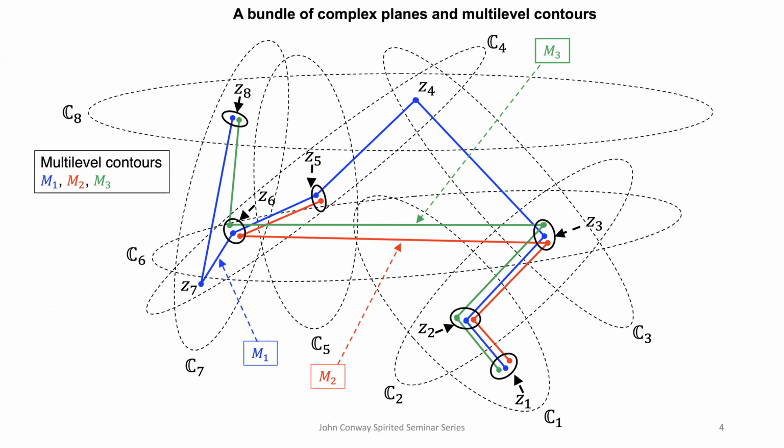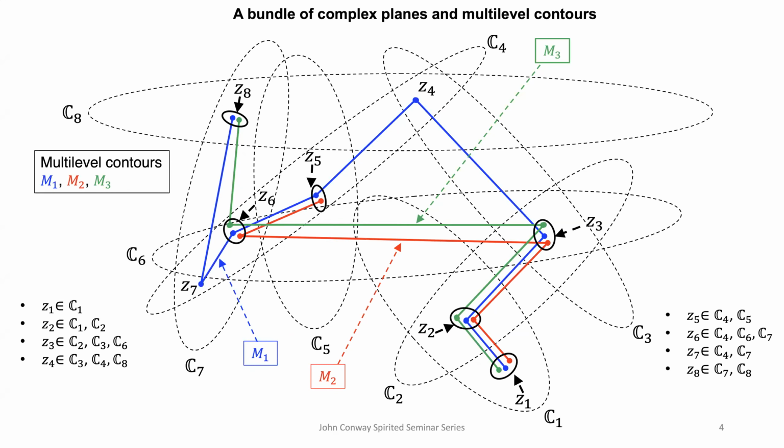And you see that Z1 belongs to C1 only. Here Z1. And then Z2 belongs to C1, C2, Z3, C2, C3, C6, and so on. Sorry. So this is a trailer. So the rest of my talk is about how they travel from one plane to another plane, and the various properties of that kind of contour.